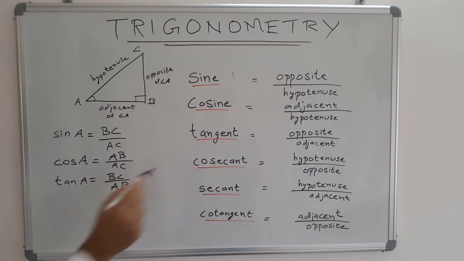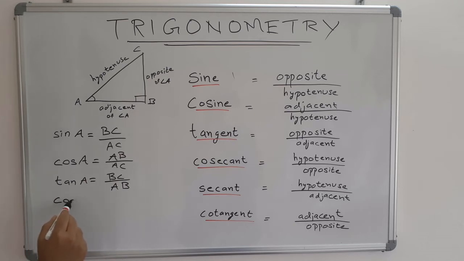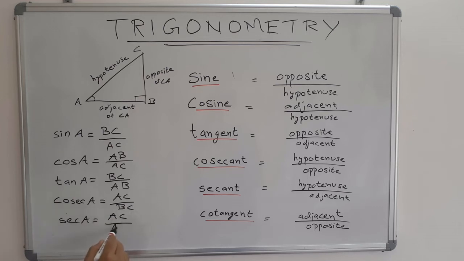And the other one is cosecant. It is called cosec. Cosec A is hypotenuse by opposite, that is AC by BC. And the next one is secant, which is called sec. Sec A is hypotenuse by adjacent, that is AC by AB. And the last one is cotangent, called cot. Cot A is adjacent by opposite, that is AB by BC.